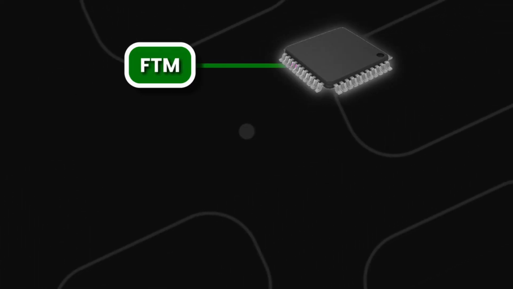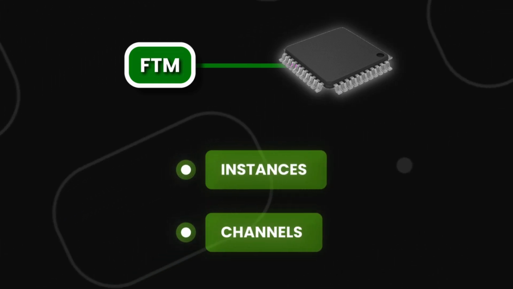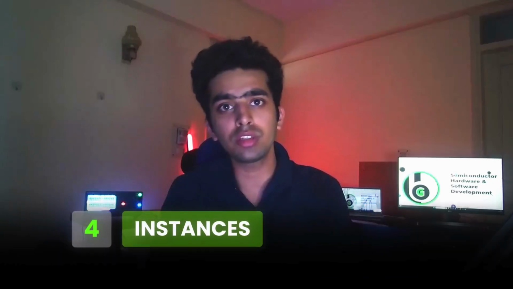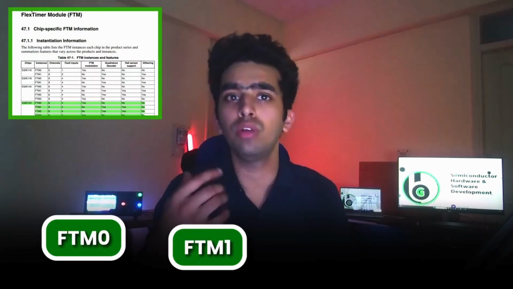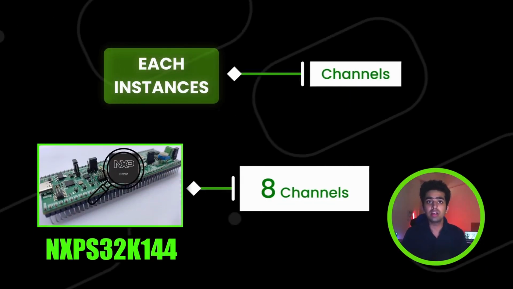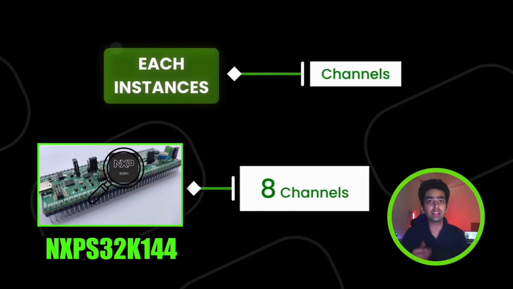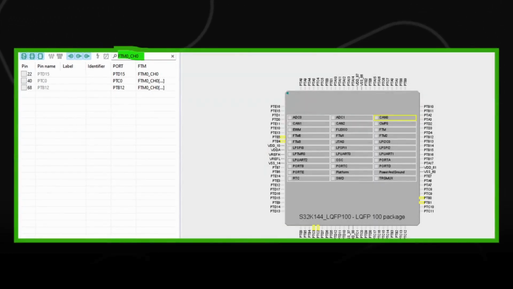for this course module. As FTM is a peripheral of a microcontroller, it has a concept of instances and channels. It has 4 instances in the case of the S32K1xx microcontroller, named FTM0, FTM1, FTM2 and FTM3. Each instance has channels, and in the case of S32K1xx it has 8 channels, and these channels can be mapped to the different pins of the microcontroller.